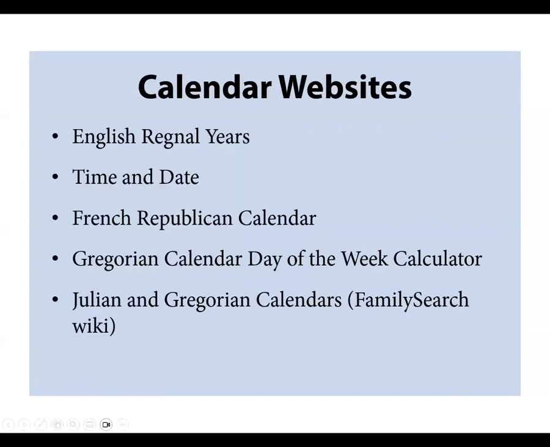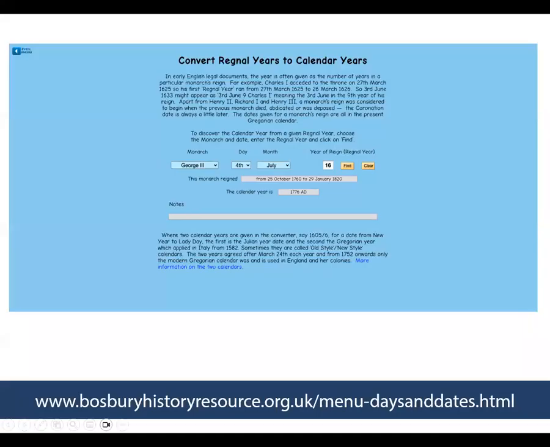There are also some great calendar websites for doing quick conversions and/or figuring out exactly when a particular day is. So we're going to look at most of these websites individually. We already sort of talked about the regnal year. If you go to this menu - days and dates link, then you can get yourself directly to the regnal years screen that you see here.